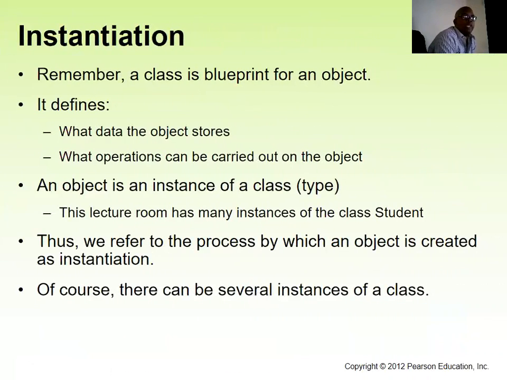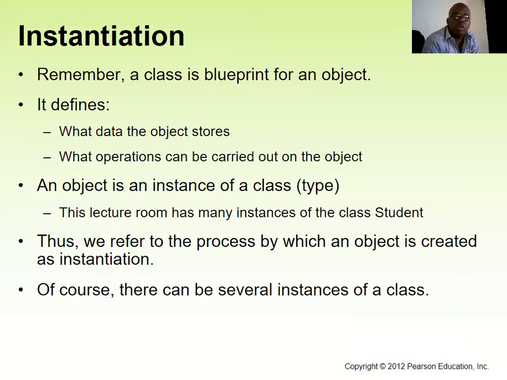Now, we said a class is a blueprint for an object, right? So we know that it defines what the object stores and the operations to be carried out, and an object is an instance of a class. So you can't have an object without a class that it is of the type of, all right? An object, however, is created by a process called instantiation. So when we instantiate a class, or create an instance of the class, that becomes the object.